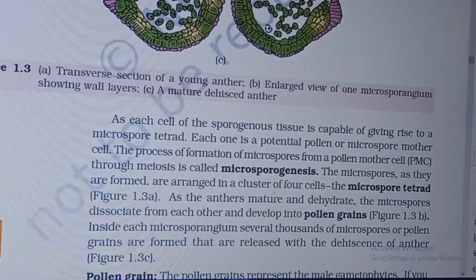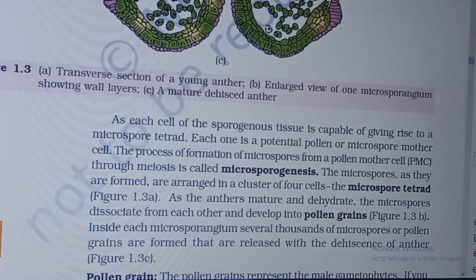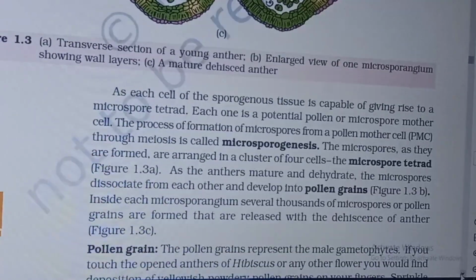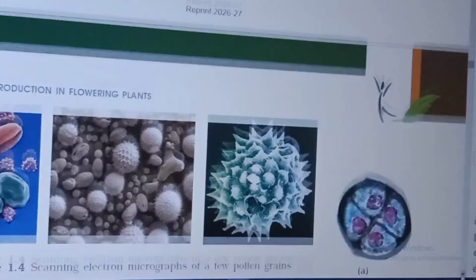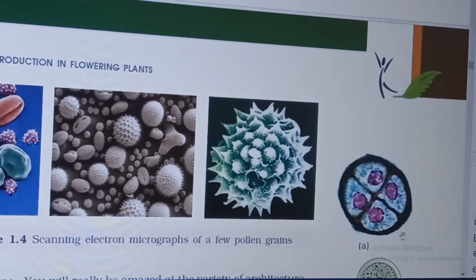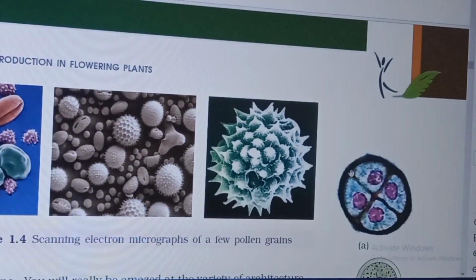The microspores, as they are formed, are arranged in a cluster of four cells. I will show in the diagram that these are the microspore tetrads. See, this is the microspore tetrad. This is the diagrammatic view of that.